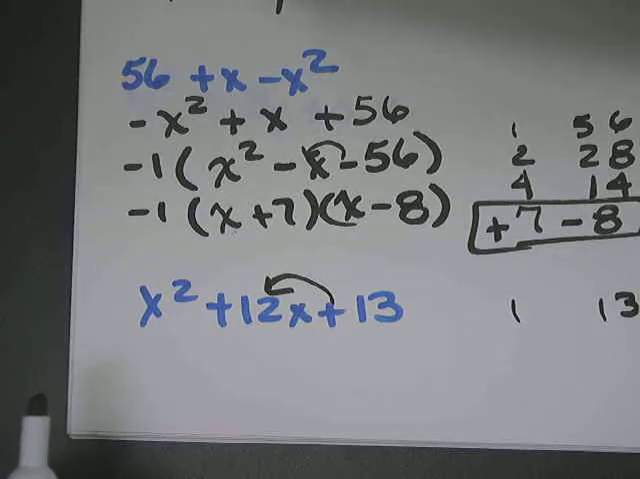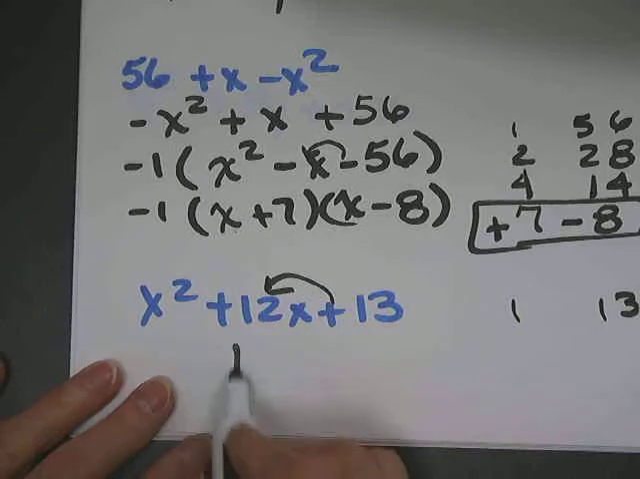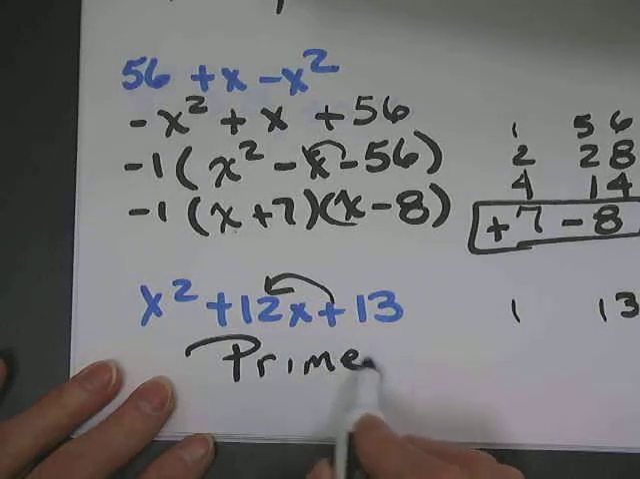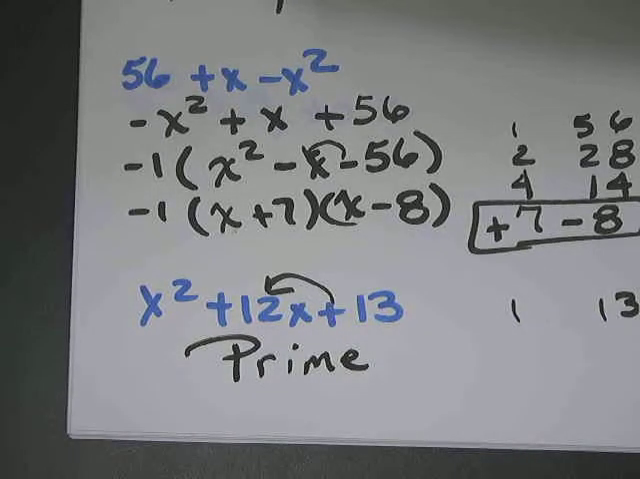How do you get 13? 1 times 13. They need to add up to 12. They don't add up to 12, do they? No. If that was minus, it would be 5. This one is prime. Can't factor it, it's prime.